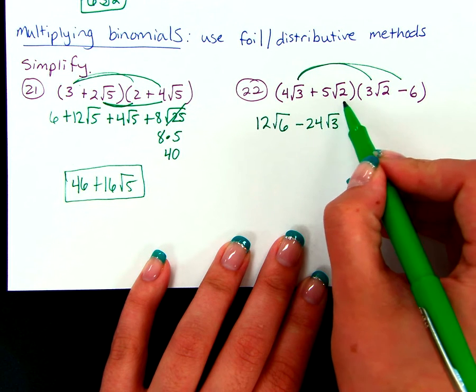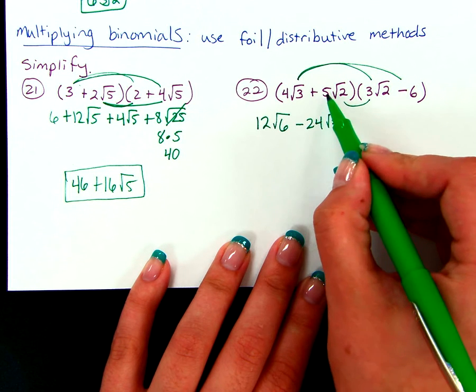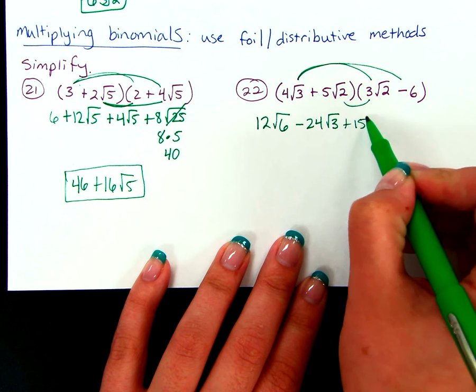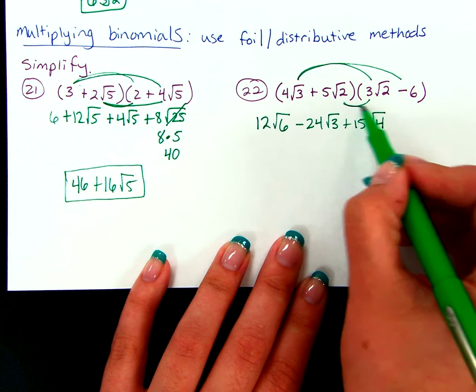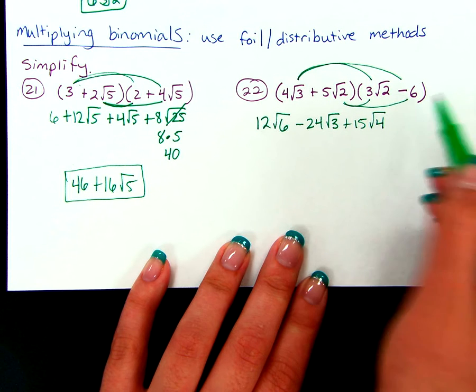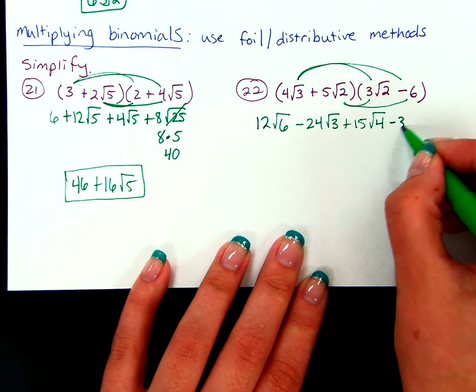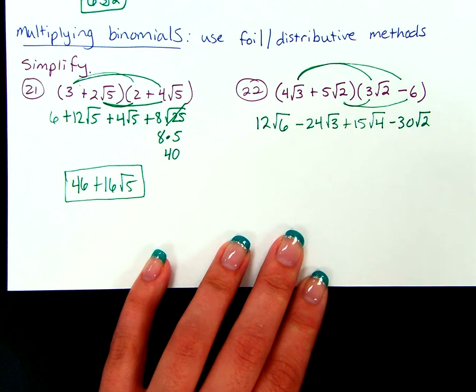Next one, so 5 square root of 2 times 3 square root of 2. So 5 times 3 is 15. Square root of 2 times square root of 2 is the square root of 4. And then we're on to the next one. So 5 square root of 2 times negative 6 is negative 30 square root of 2.